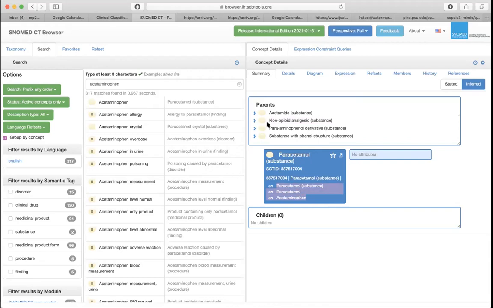And some electronic health records are actually recorded using SNOMED CT concept IDs. So here, the SCT ID is the SNOMED CT ID. So this is the concept ID. Concept ID 3875170004 is paracetamol in SNOMED CT, the SNOMED CT medical ontology.